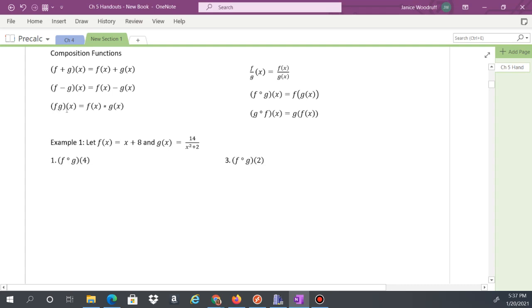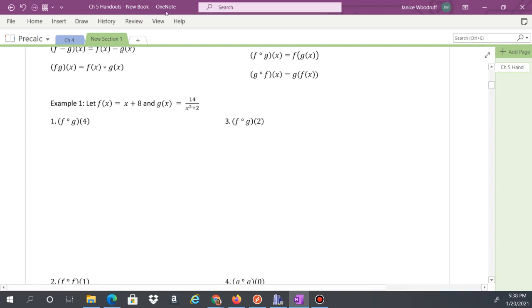f g of x is f of x times g of x. And then f over g of x is f of x divided by g of x. These are your two composition functions. This is what we're going to focus on a little more here: f of g of x, meaning you're plugging g of x into f of x, and g of f of x, you're plugging f of x into g of x.